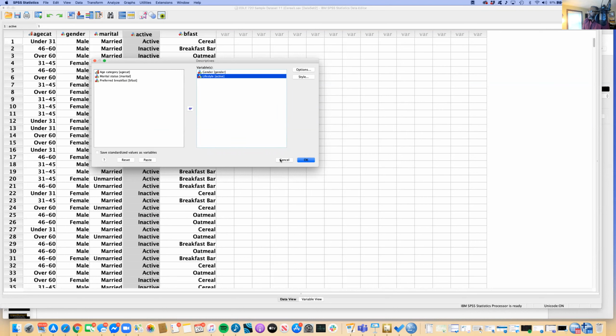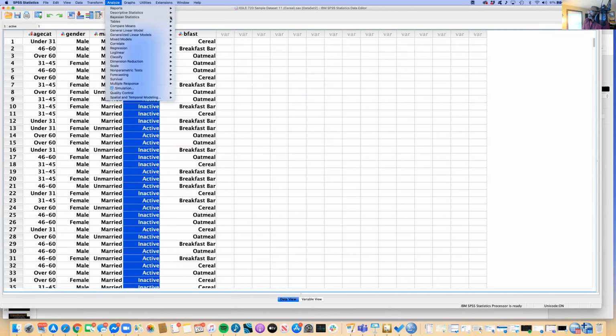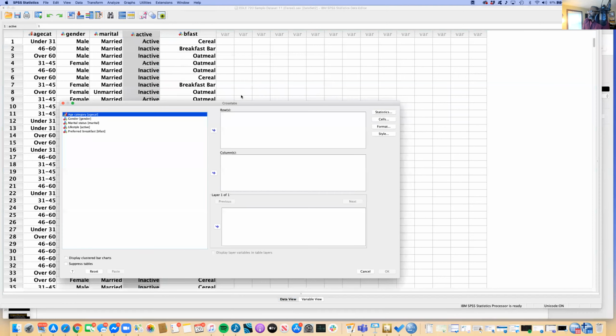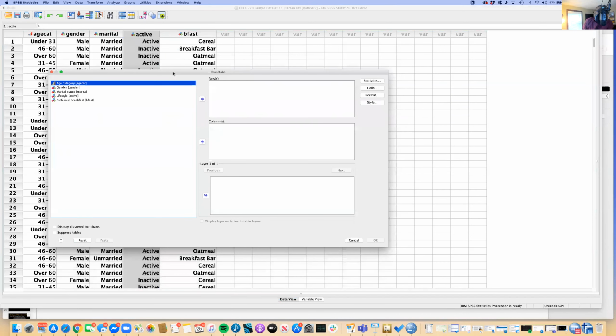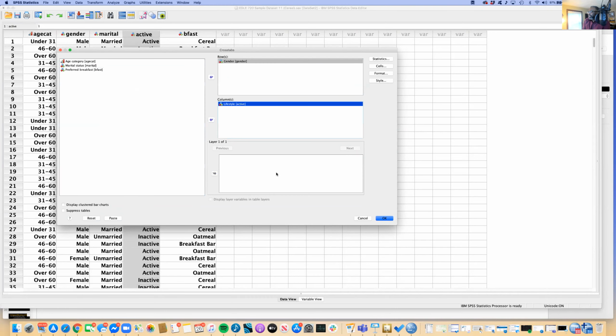And I think I did that wrong, right? Because I shouldn't be saving standardized variable values as variables. So let me figure out what I did wrong here. Descriptives, crosstabs. Thanks for calling me out. Yeah, I was like, that doesn't look right. All right, so we'll swap it up this time. Put gender in rows, and we're going to put lifestyle here in columns. And again, since we're not doing chi-square yet, we're not going to touch statistics right now.